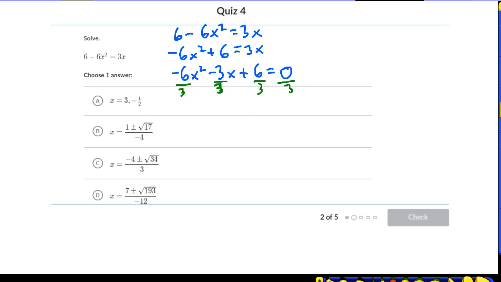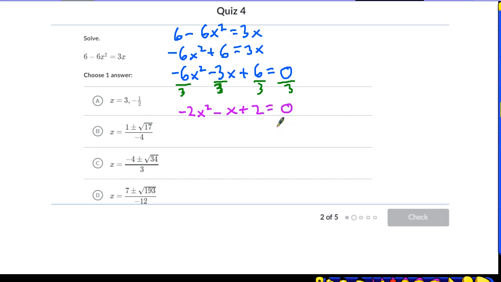Now let's go ahead and get the next result. This will be negative 2x squared. I recommend using the calculator when you do negative 6 divided by 3, just to double check and make sure you're doing the math right. Negative 3 divided by 3, that should be negative 1, or negative 1x I should say. And then plus 6 divided by 3 is 2, equals 0.